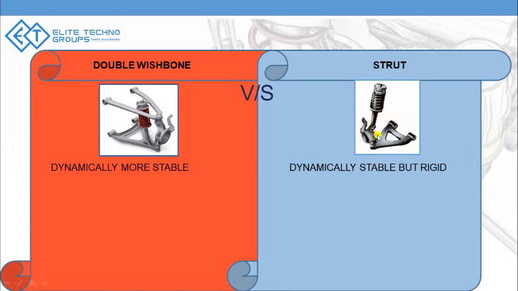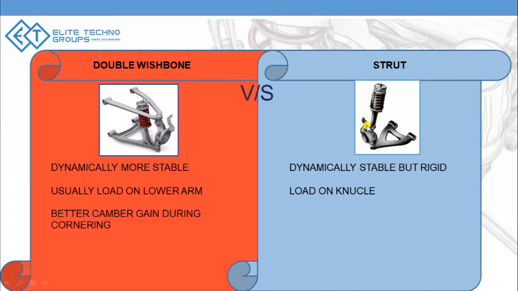The load is usually on the lower arm, because the damper is attached onto the lower arm in the case of double wishbone suspension. For the strut suspension, the load is on top of the knuckle because the damper is attached onto the top of the knuckle. And like I explained before, double wishbone has a better camber gain, and strut has a lesser camber gain.